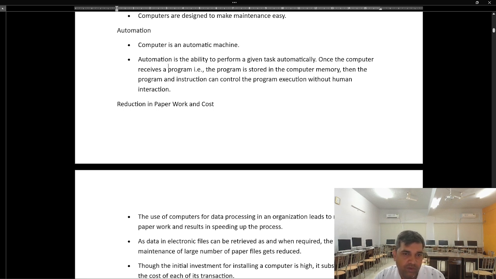So many automation systems are there. Many times you receive an automatically generated call from various companies where a human is not speaking, a machine is speaking, and the machine is giving the answer to your query. That is the automated or generated call.